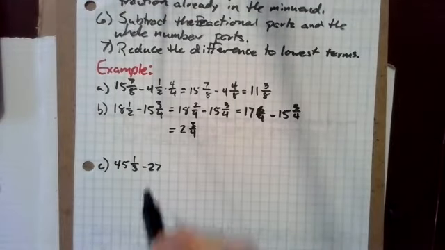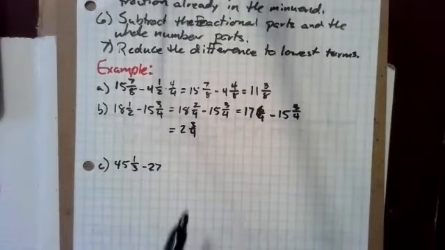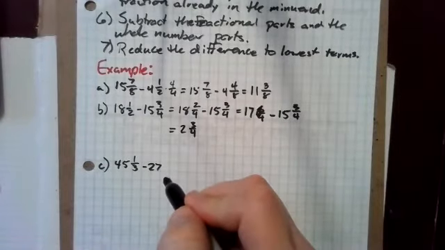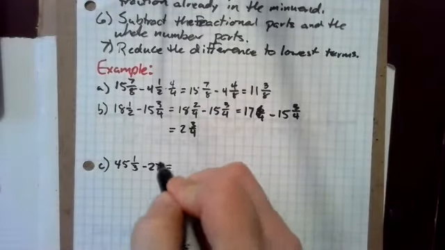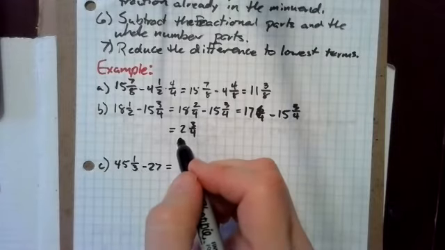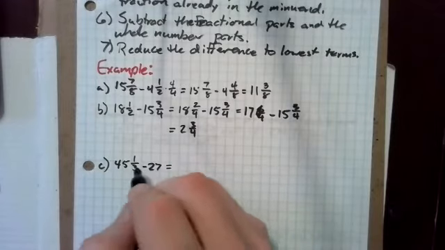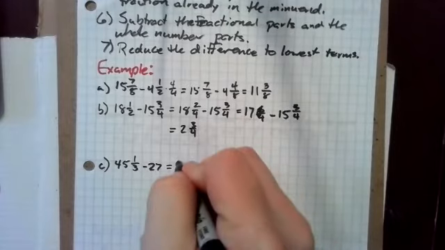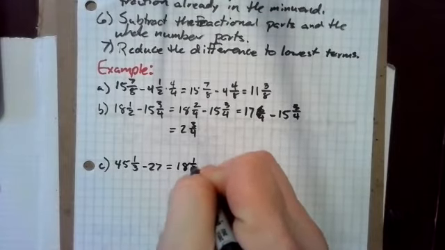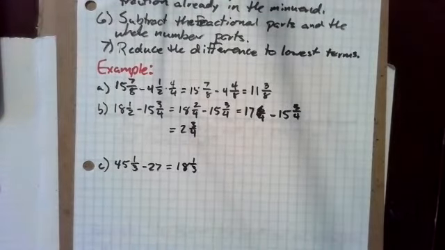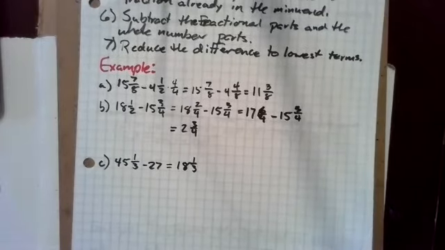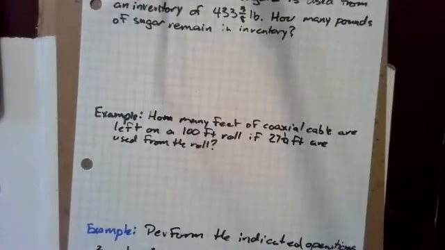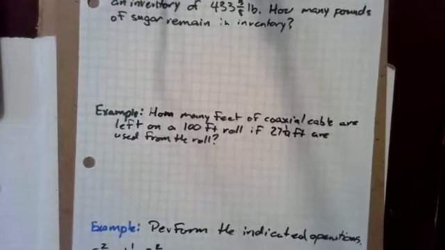Finally, we have 45 1/3 minus 27. Well, 27 has no fraction part, so we can just subtract the whole number parts, and the fractional part is going to stay the same. 45 minus 27 is 18 1/3. And we've got a few other example problems.